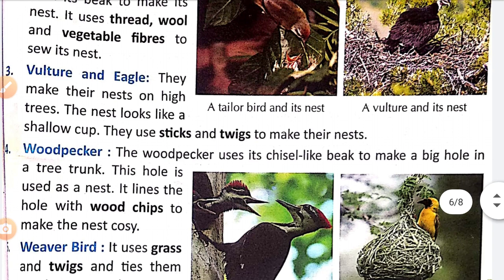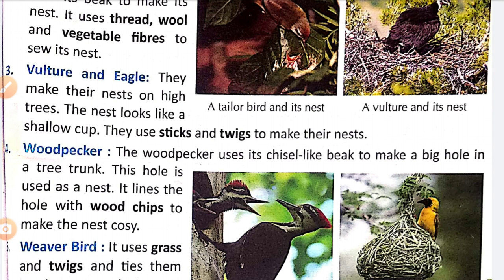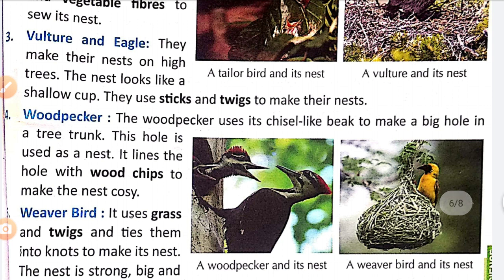Vulture and eagle, they make their nests on high trees. The nest looks like a shallow cup. They use sticks and twigs to make their nest.